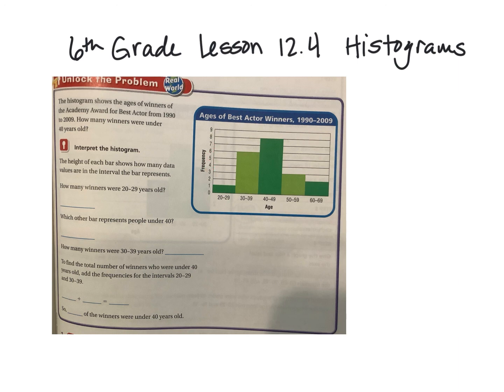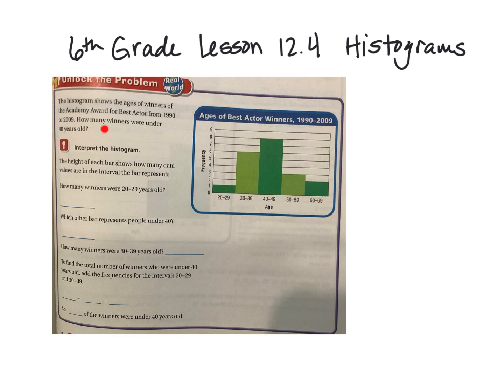Frequency over here is how many of them were there. One person, 2, 3, 4, 5, and so on. So that's how that's sorted out. And the first step is always to get familiar with the histogram. What is the information they're giving me and how is it broken down? The height of each bar shows how many data values are in the interval the bar represents. How many people, in this case, how many best actors. And each of the bars represent the different age ranges.